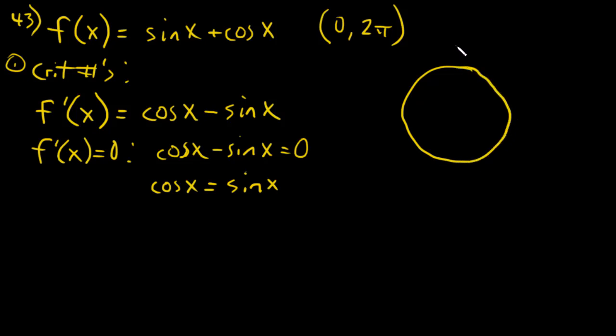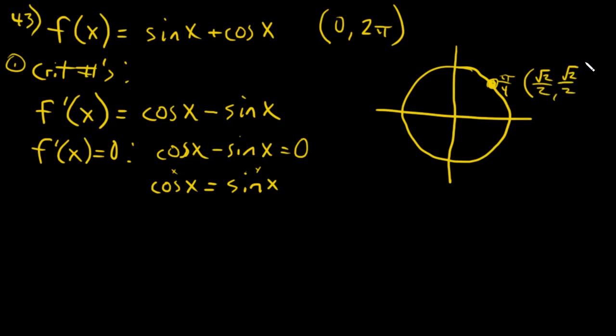Where on the unit circle does the x value equal the y value? Because that's what that is. Cosine is the x value, sine is the y value. So that occurs at two locations, right here, and this location is at pi over 4, and the values are going to be root 2 over 2, root 2 over 2, and down here, they're both going to be negative, so this is 5 pi over 4.